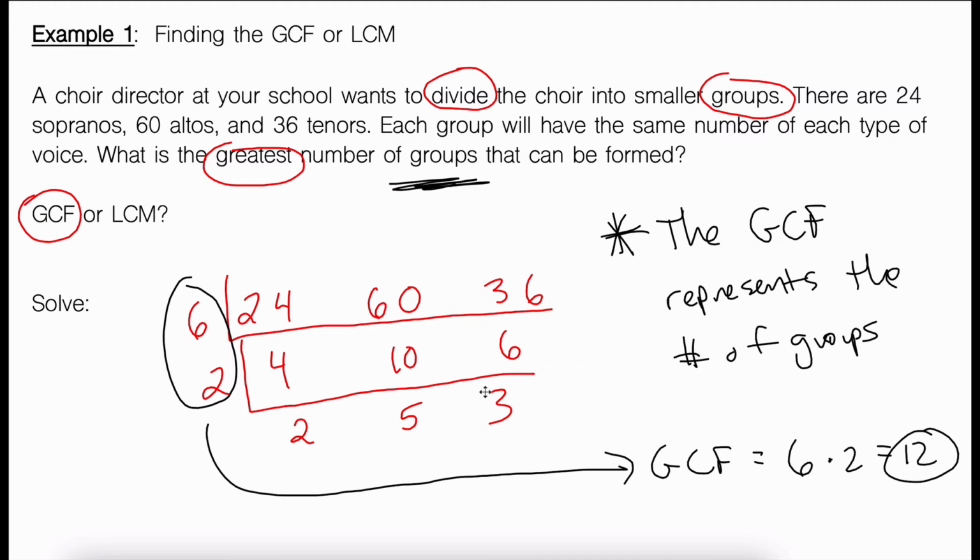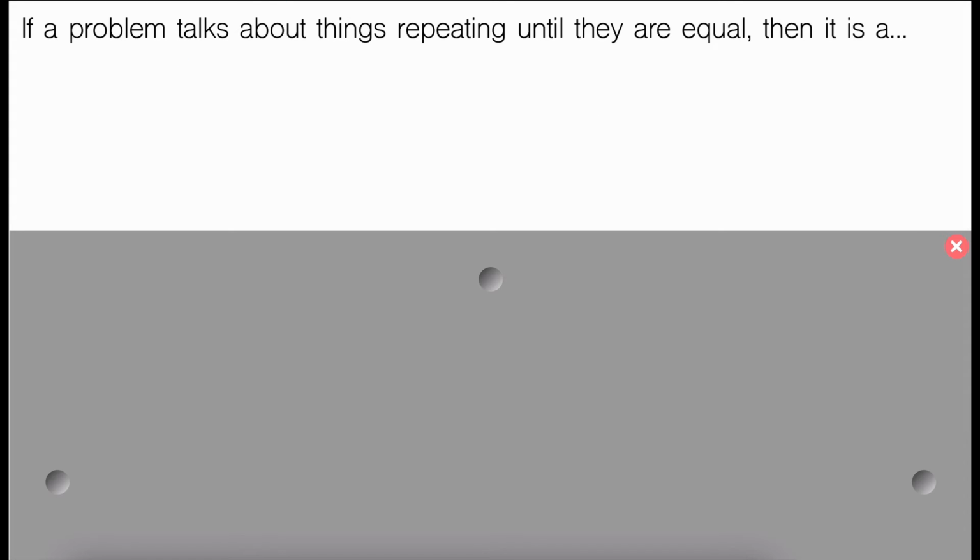And that would be my final answer. All right, so we've looked at what makes something a greatest common factor word problem. Let's look at the other side now. What makes something an LCM problem?